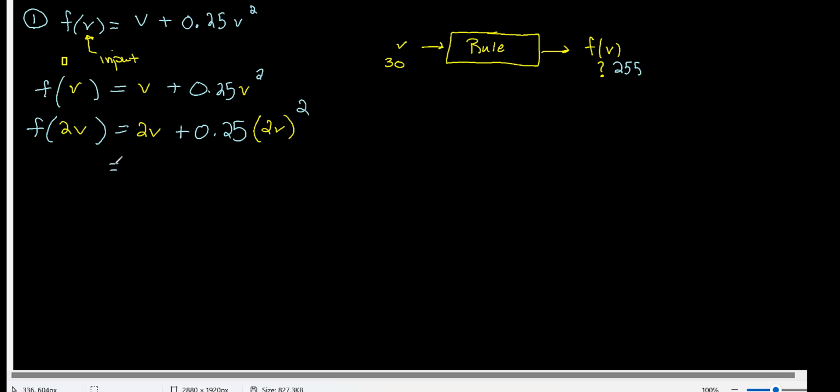So the 2v is just sitting there in front, plus 0.25, and I'm working down the page to keep everything organized. Now, 2v squared, so that's going to be 2v times 2v. That gives me a 4v squared. Let's keep going. 2v is sitting out in front. Now I've got 0.25 times 4, so that's going to give me 1v squared, and that's my final answer.